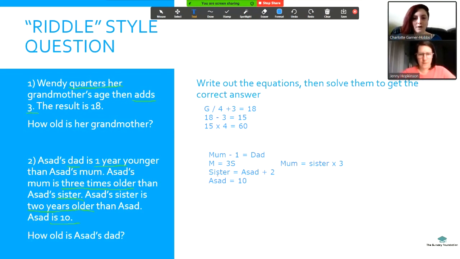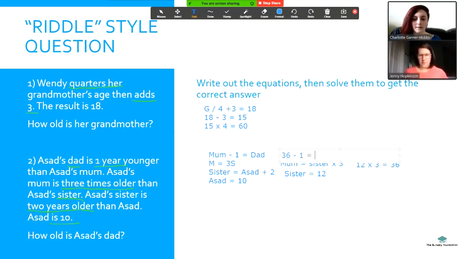So can I now work out how old the sister is? Yeah. How old's the sister? So she's 12 because she's 2 years older than Asad. Great. Can I now work out how old mum is? Yeah, 12 times 3. 36. And can I then work out how old dad is? Dad is 1 year younger than mum, so we need to do 36, take away 1, which is 35.